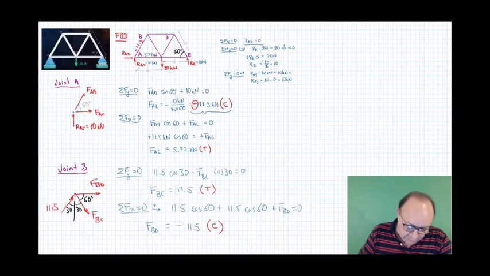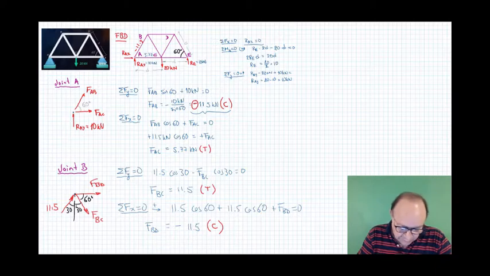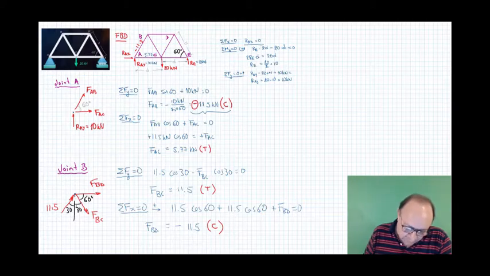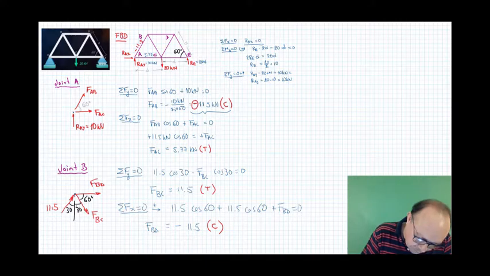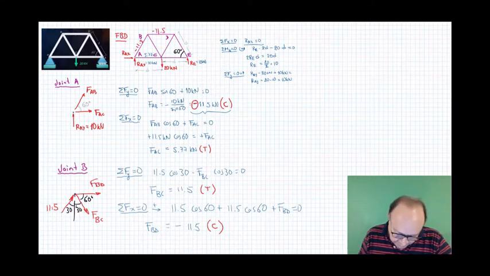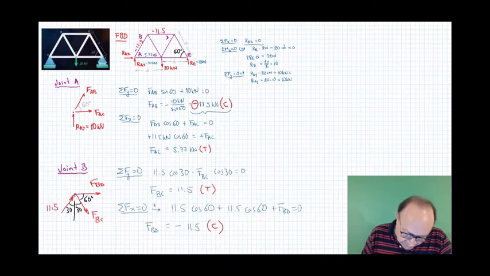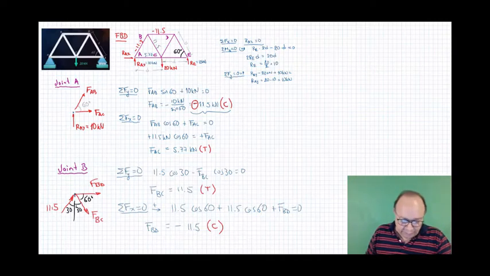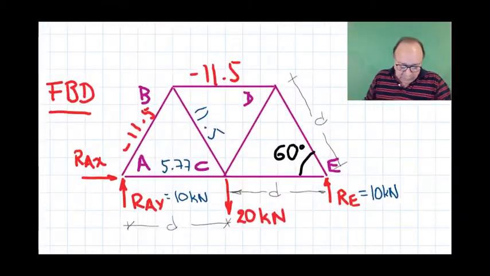So we have solved this joint B. Let's put those values here in the main drawing. A negative 11.5 in BD, 11.5 negative, 11.5 negative here, and 11.5 in BC positive. So let's put it in blue. 11.5 here, positive right there.